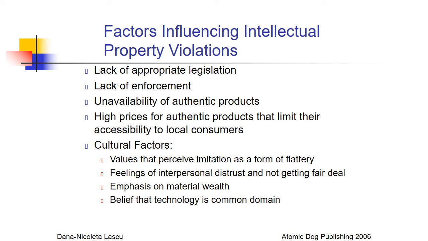In certain markets, authentic products are not available. That can be another problem, right? The original product is not available, so the fake products gain market share. And then another reason can be the high prices for authentic products that limit accessibility for local consumers to purchase it. So they look at alternatives which are more affordable. So these can be the main factors that influence intellectual property violations.